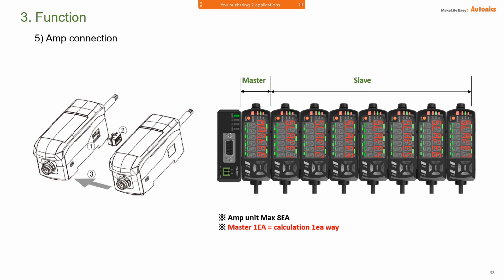Like I said before, the connection for the amplifier is 8 units maximum. Master one becomes master. This is a communication module, which is a BD-CRS. So you need this one to communicate with the software. It's called at displacement software. You need this one to communicate.